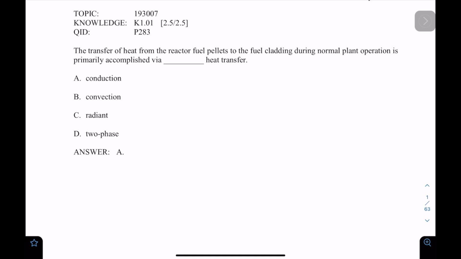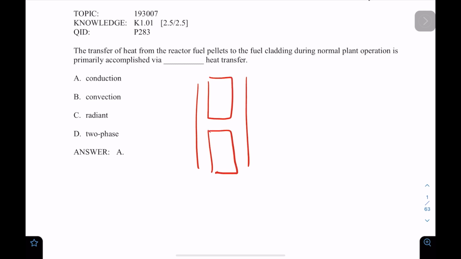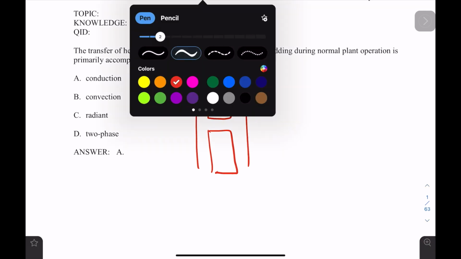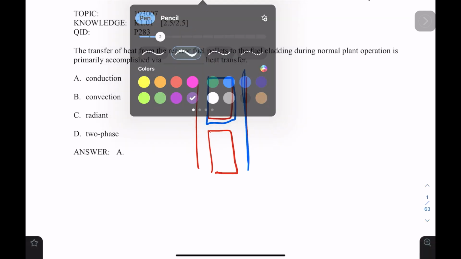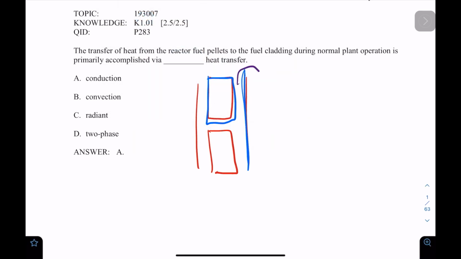So we have the heat transfer from the fuel pellet to the fuel cladding, right? These are the pellets, this is the cladding. So what's in between? We have something in between. What do you think that is? I think you already know the answer to this one, right?